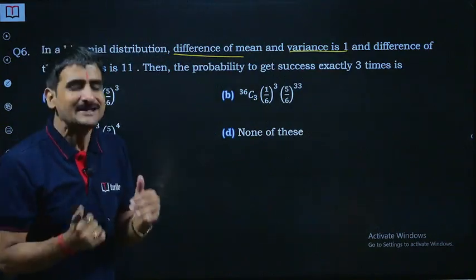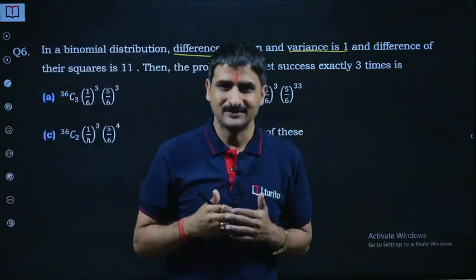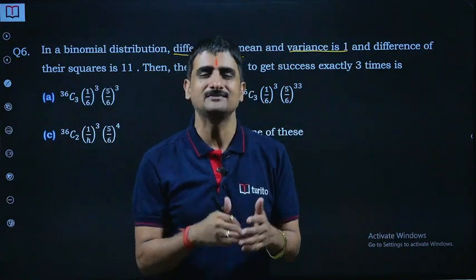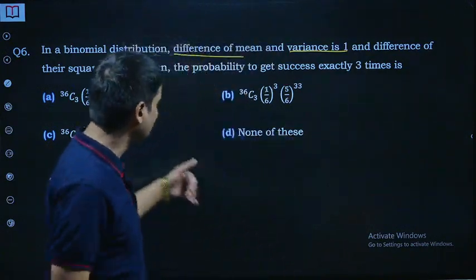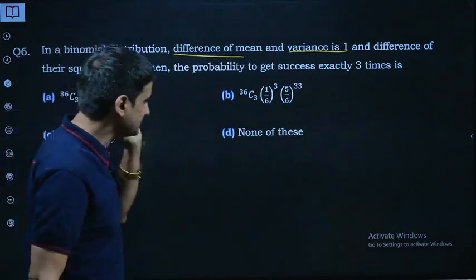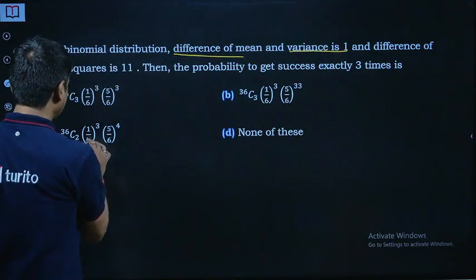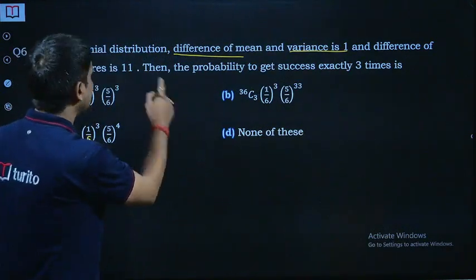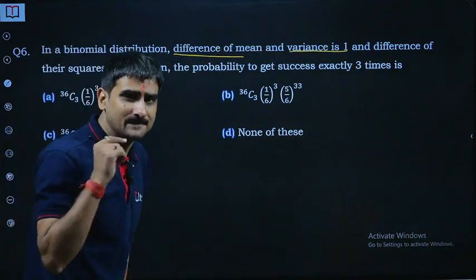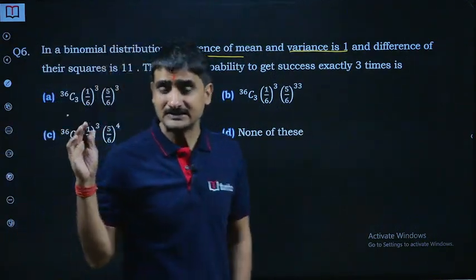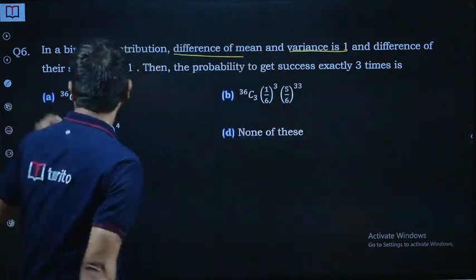I'm really sorry, but those who might be watching this video for the first time and didn't watch the previous video, for them I will repeat it, but that's a repeated question after correction. Again, that is 1 by 6 here. Fine. Chaliye, in a binomial distribution, see, if there's a binomial distribution, what does that mean?